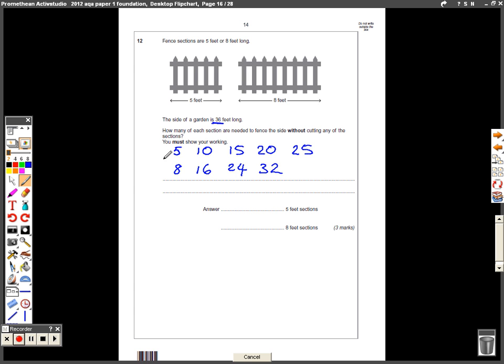And I can see that 16 and 20 come to 36. And from my working I can see that that must be 1, 2, 3, 4 of the 5 feet sections, and it must be 2 of the 8 feet sections. We'll just check back. 4 times 5 is 20, 2 times 8 is 16, add them together they come to 36. So it was important to be organised and writing out your working clearly so you could use it.